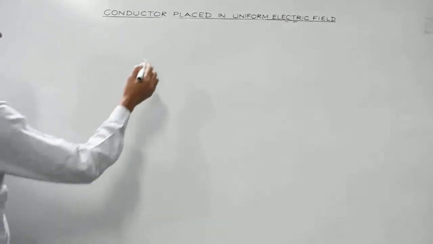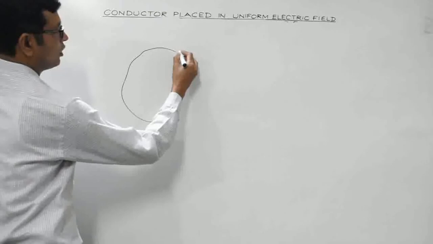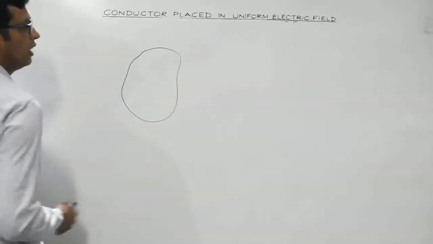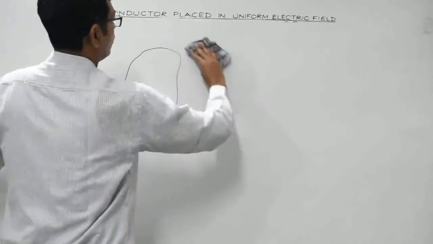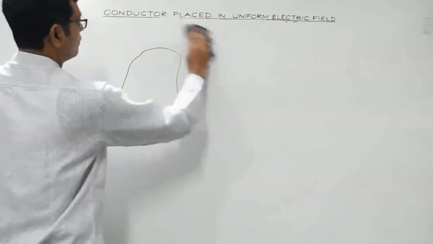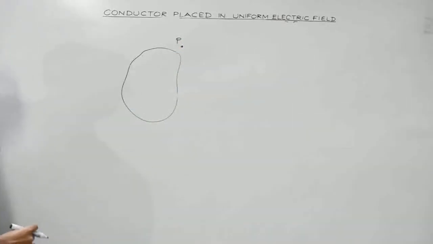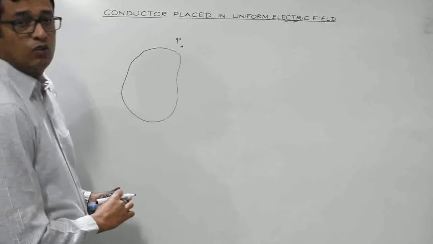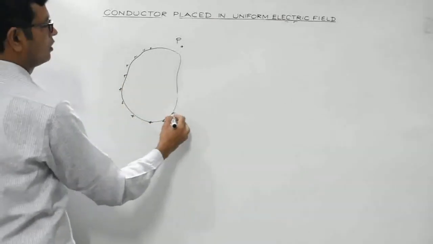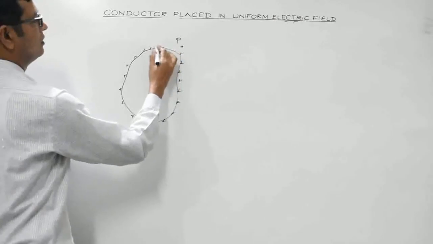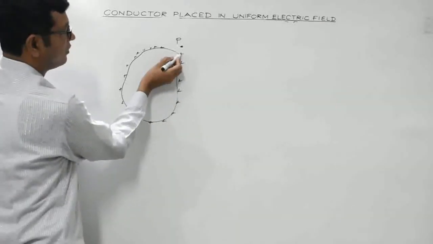Suppose this is the conductor under consideration. It can be of any shape. Let us consider this is point P, where the strength of the electric field is to be calculated. We will make use of Gauss theorem to solve this. This is a charged one. Suppose this conductor is positively charged. Our objective is to find the electric field at point P, which is very close to the surface of the conductor. So we consider a very small surface.